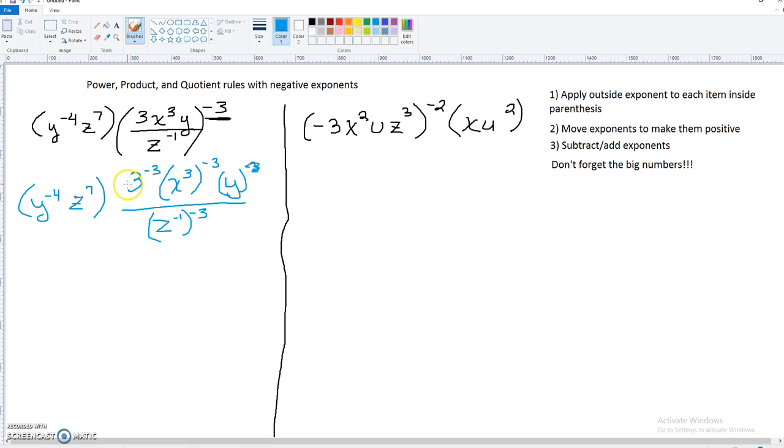Okay, so we're going to go through and move stuff around and clean this up. We're going to leave this alone temporarily, so I'm just going to bring it down for right now. We need to multiply these. So 3 times negative 3 gets us negative 9. And then, again, remember we've got that invisible 1 here. So 1 times our negative 3 is negative 3. We need to multiply these, so we get z to the positive 3.